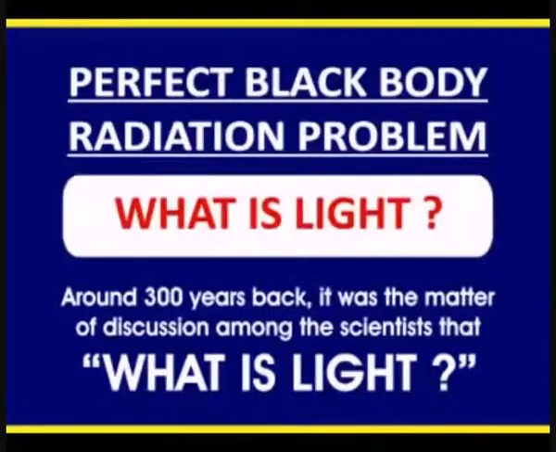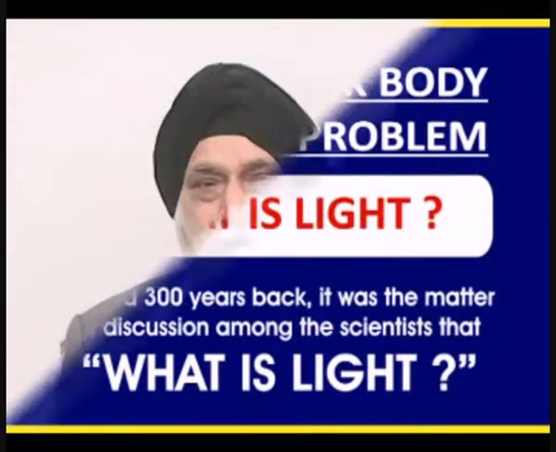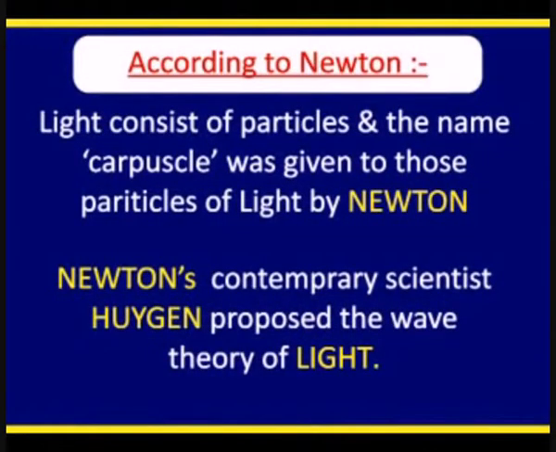So in this display, we want to stress on what is the black body radiation problem. Around 300 years back, it was the matter of discussion among the scientists what is light. According to Newton, light consists of particles, and the name corpuscles was given to those particles of light as per Newton. And Newton's contemporary scientist Huygens proposed the wave theory of light.